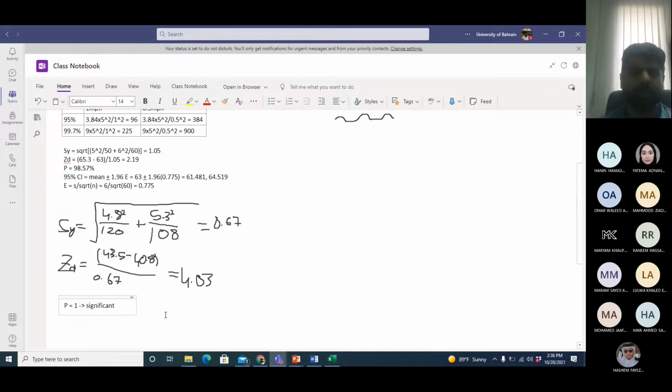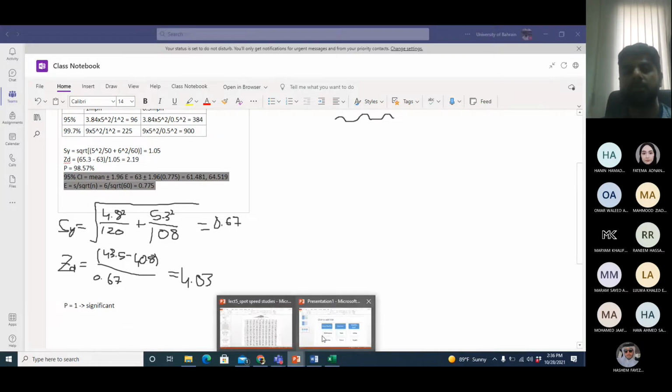The remaining part of this problem is the same as what we have done today. You have to calculate the 95% confidence interval. So you calculate the E value and you will calculate the 95% confidence interval, and then you will answer whether you have achieved the required value of 40 miles per hour or not.